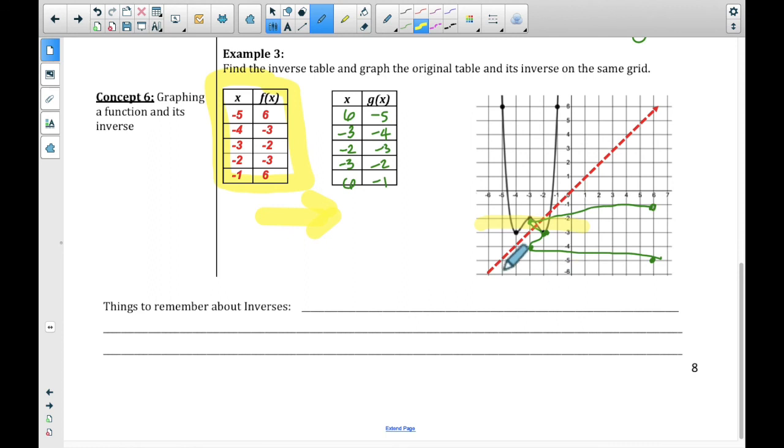Okay, take a few minutes. If you haven't written down any questions, write them down in the margin. And what do we need to remember about inverses? Write a couple things down here that we need to remember about inverses, and we will talk about inverses in class tomorrow.